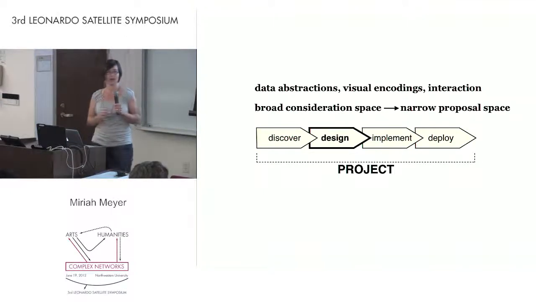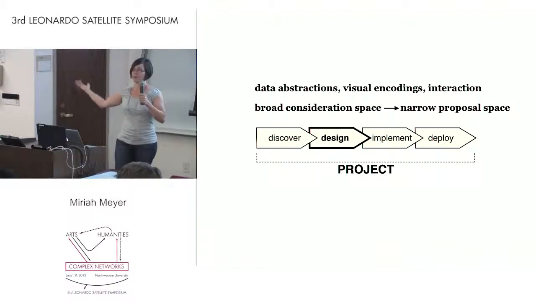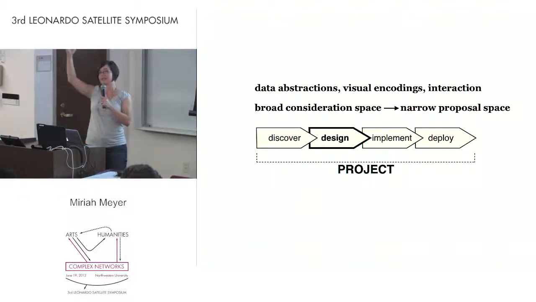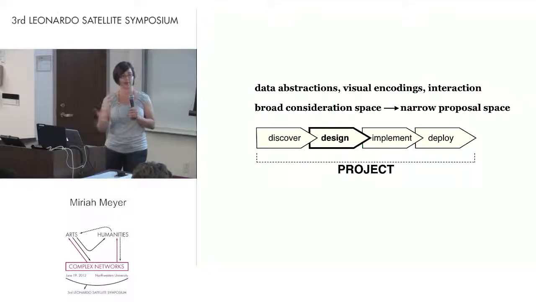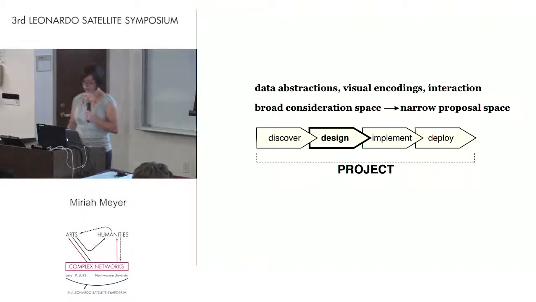And again, this is really where we start thinking about this very broad consideration space, the whole space of everything that we could do with this data, and winnowing that space down to a very narrow proposal space of things that we want to try, whether through paper prototyping or software prototyping, to get feedback from our users.